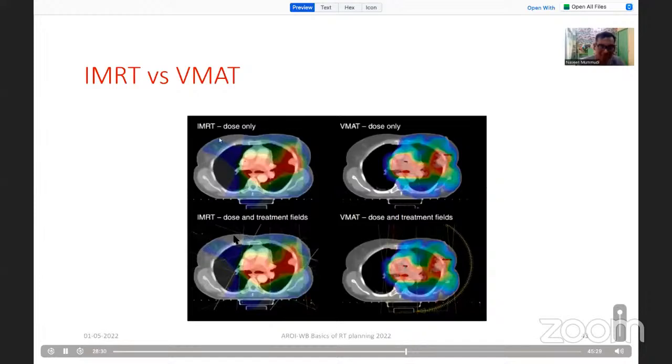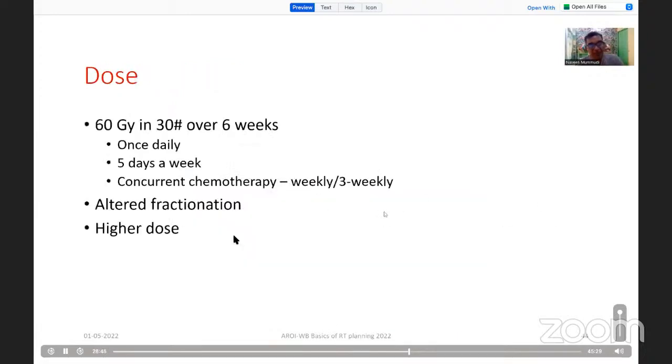This is just a pictorial representation of how IMRT and VMAT dose distribution differs. As you can appreciate here, the low dose spillage with IMRT is much more than what you can achieve with VMAT. So coming to the dose, what we use is typically 60 gray in 30 fractions, done once daily, 5 days a week, concurrently with either weekly or 3-weekly chemotherapy.